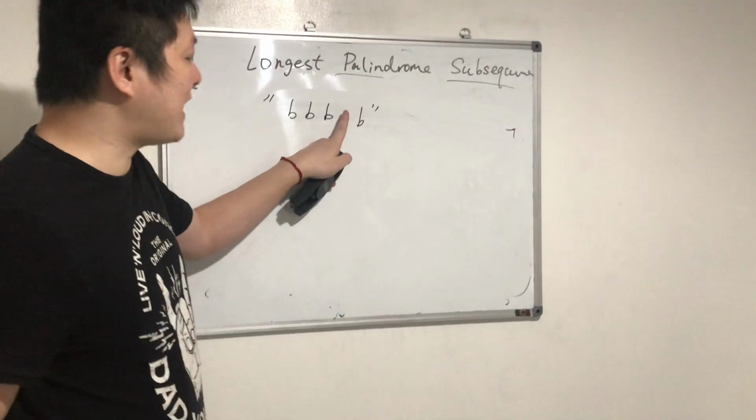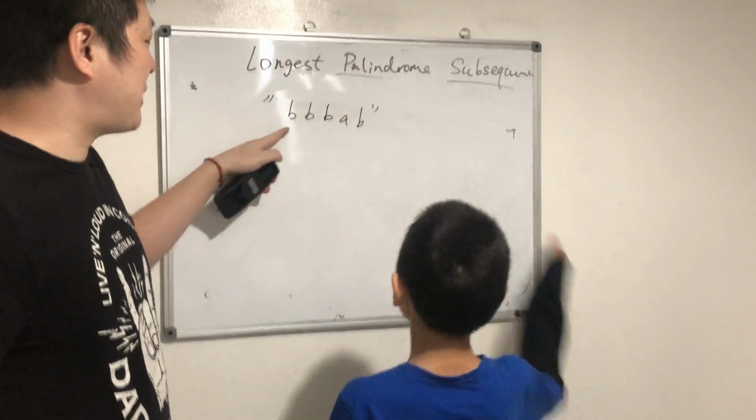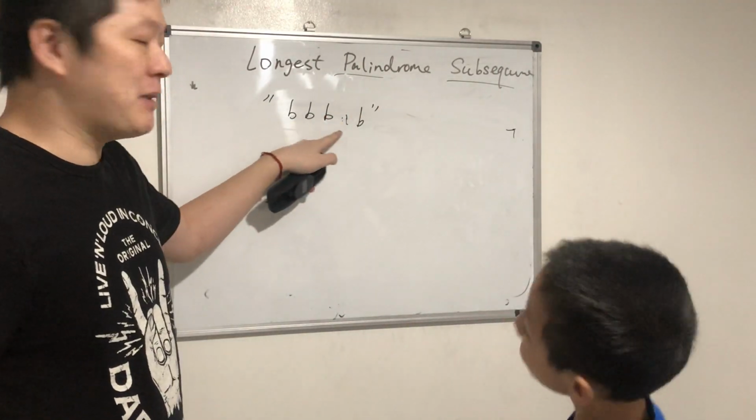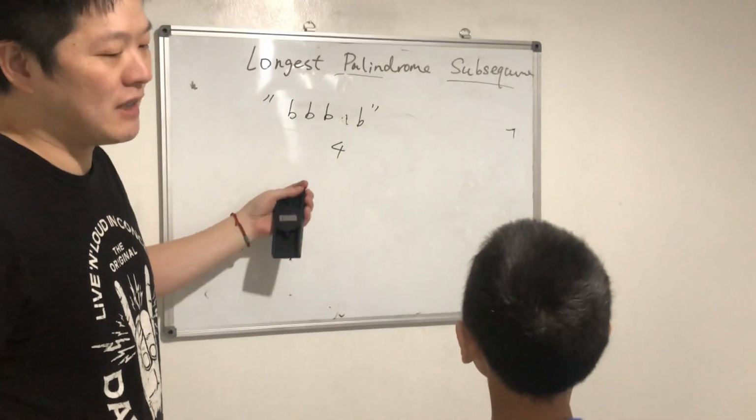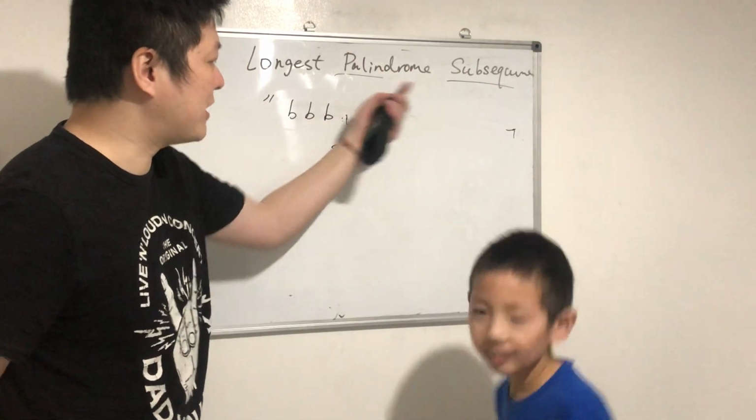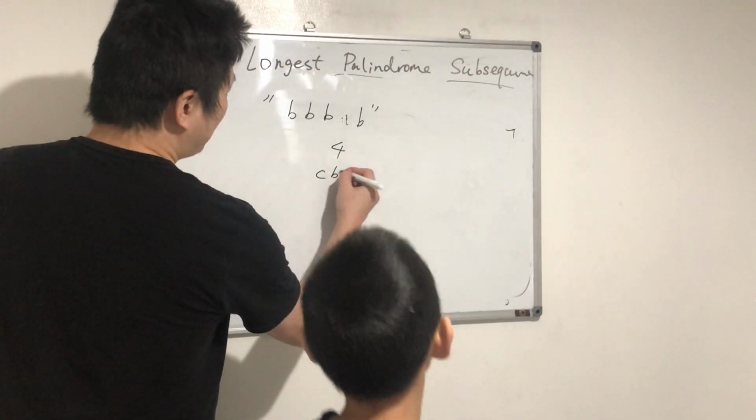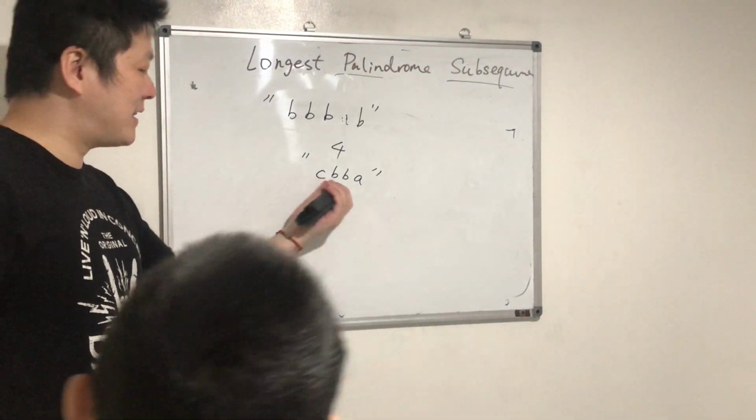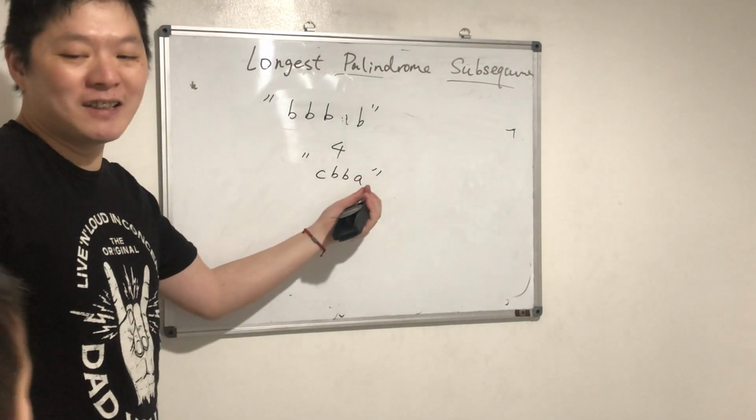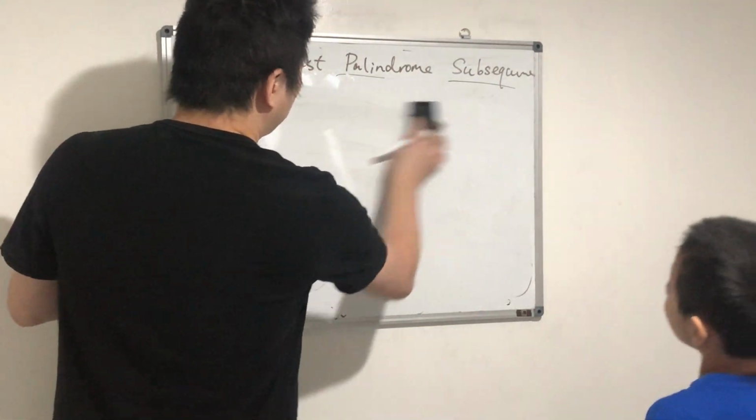You can delete the A, then it becomes the longest subsequence, which is B, B, B, B. And then you should give me the answer of 4, because the longest palindrome subsequence is 4 letters. And another one, C, B, B, A. B, B, yes, well done. So it's 2, right? You can delete C and A. Yes? So how do we achieve this problem?